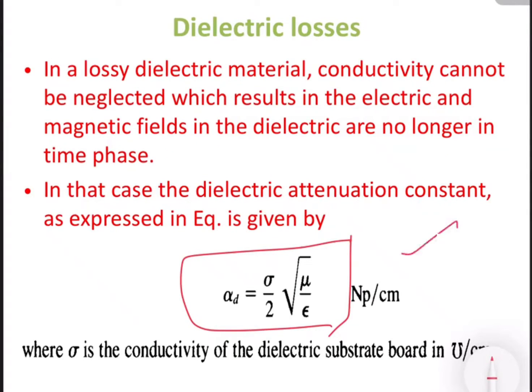Okay, so dielectric loss can be found by the equation alpha d is equal to sigma by 2 into root of mu by epsilon. So if you want to calculate the loss due to the dielectric material, this is the equation you are supposed to use.